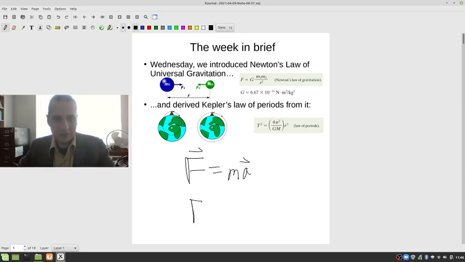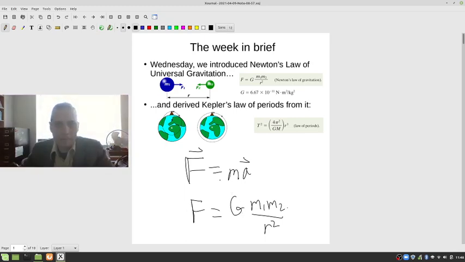And the other one that's really good is Newton's law of gravitation. M1, M2 over r squared. And it's in the r hat direction. I'm going to take this off and not make it a vector equation. Okay, so those are my two favorite equations from this course. And it's because they're both very general and very helpful. And we used this to derive Kepler's law of periods.